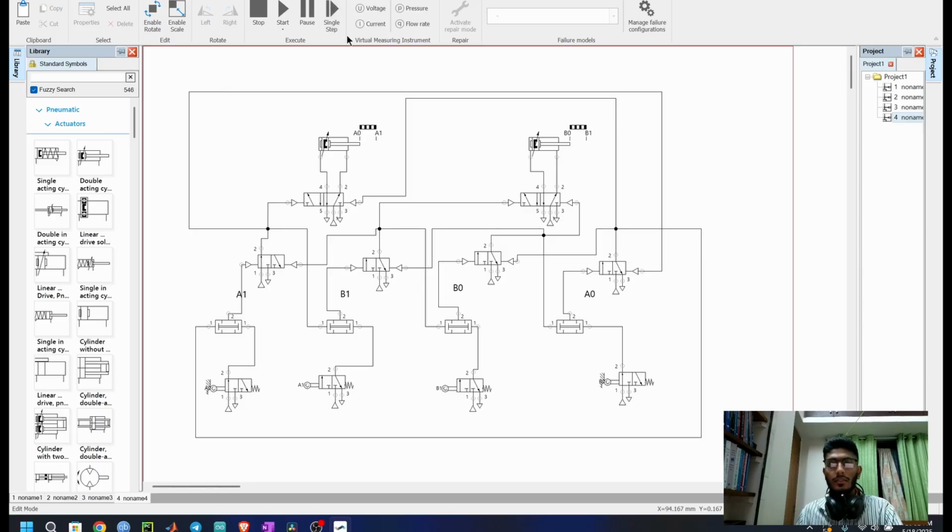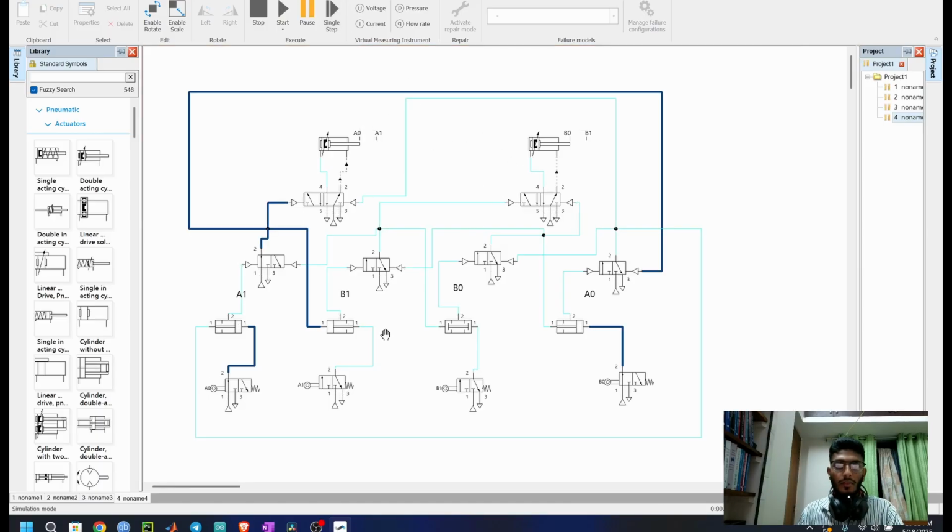Now let me show you step by step what is happening. Let's start clicking the single step. So here you can see the left position was in the initial. So a signal will go here and from A0, A1 will occur. Okay, now A1 is reached.